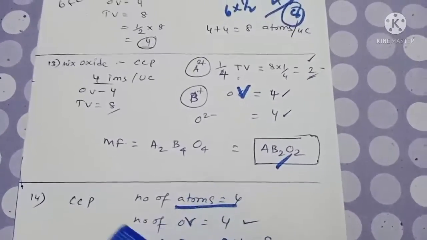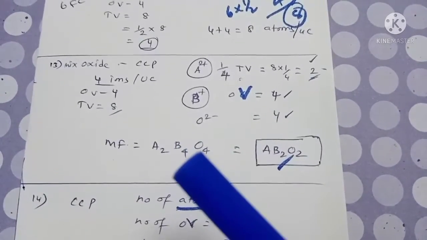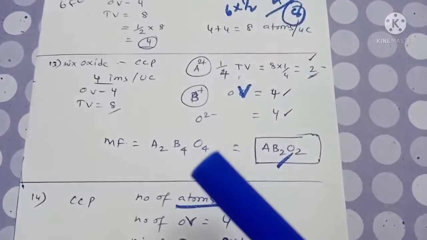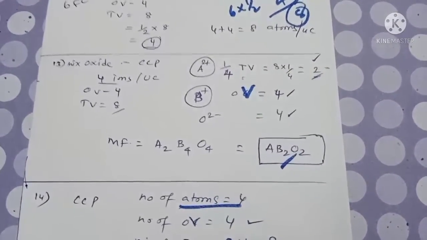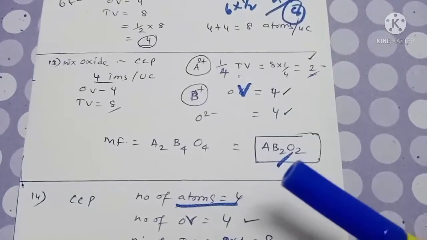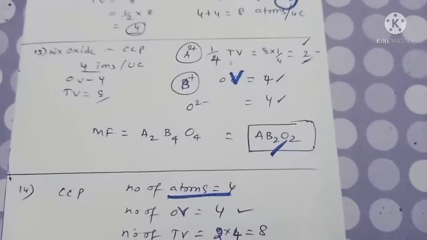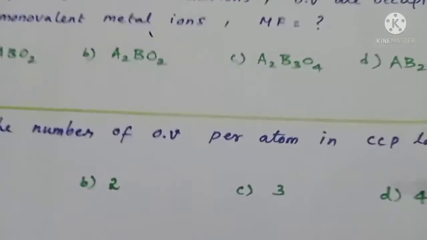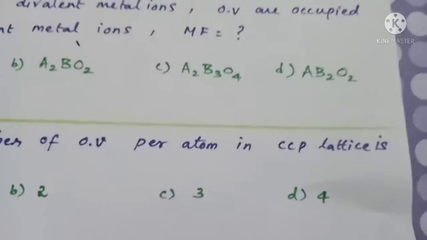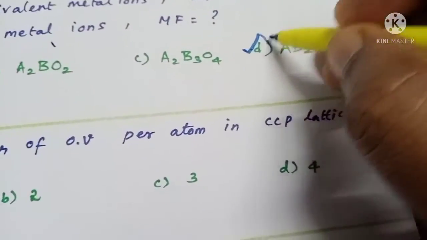So I write it here, divalent ion symbol A, its number about 2, monovalent ion B, its number is about 4, oxide ion also 4, okay. A2, B4, O4, I divide by a common number 2, so that I am getting AB2O2. So that is the molecular formula of that mixed oxide, okay. AB2O2, okay. Right, look at the options. So look at option D, AB2O2, that is the correct answer, okay, right.